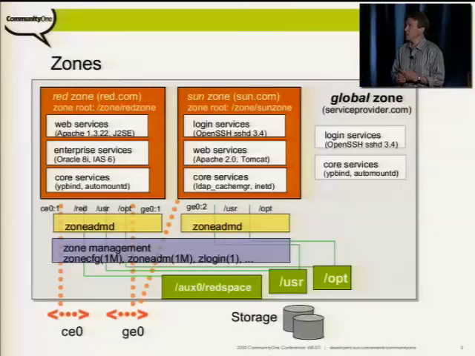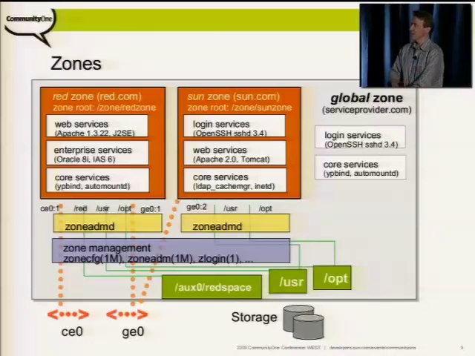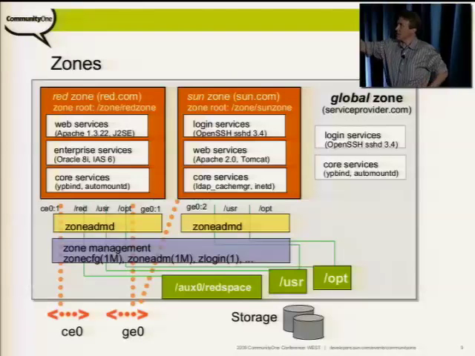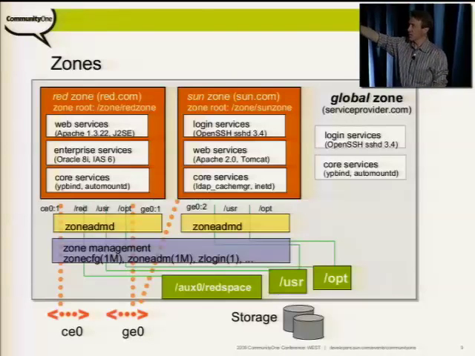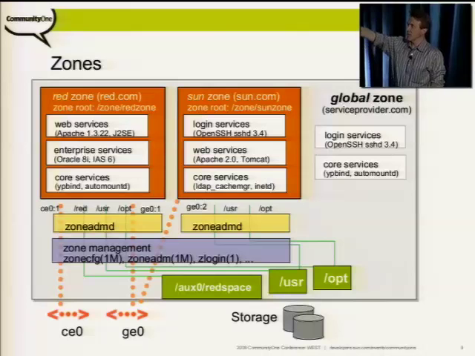So here's a picture, a sort of old one, but it shows what you would see with the zone. You can see that the global zone, which is really the base operating system, is the outer box, and it's running its own services, has its own namespace, file systems, things like that. Within that operating system, we have two zones running side by side. One up here is called the red zone, and the other one is called the sun zone.